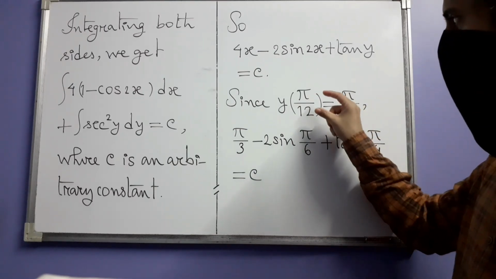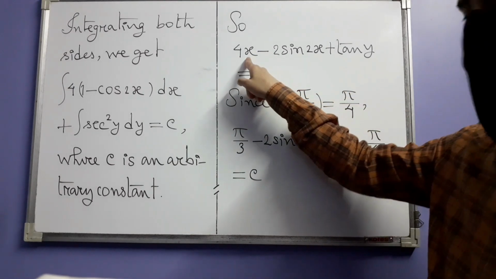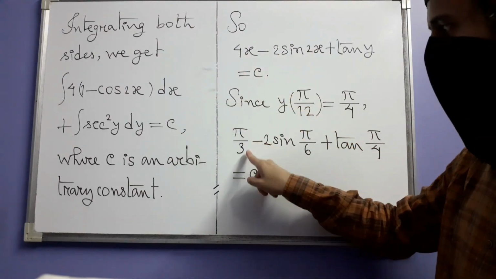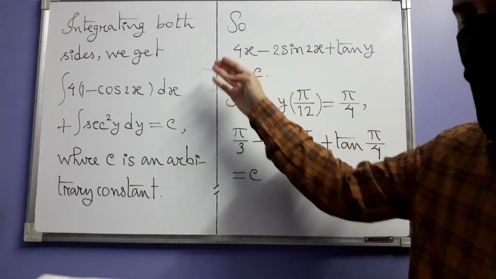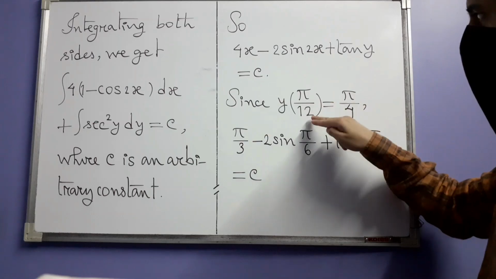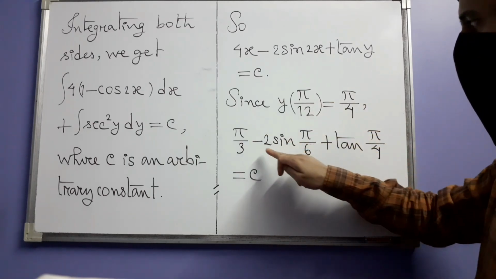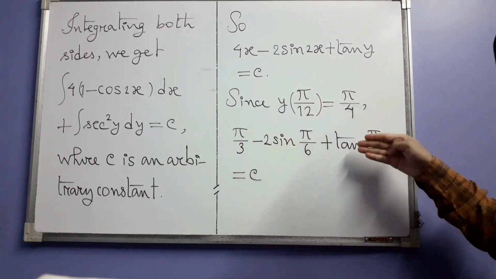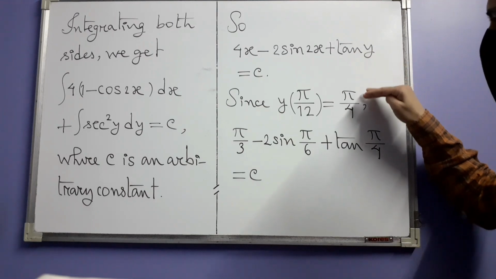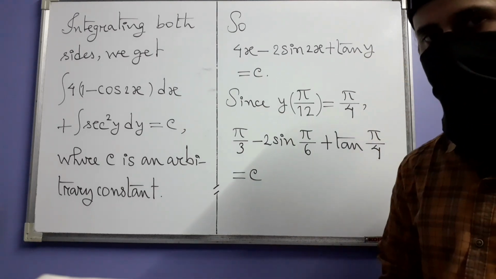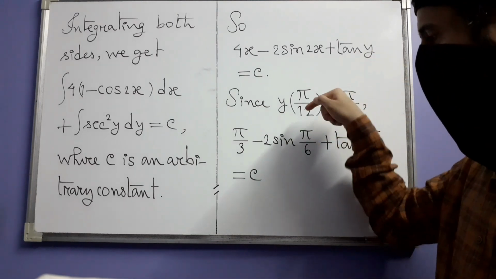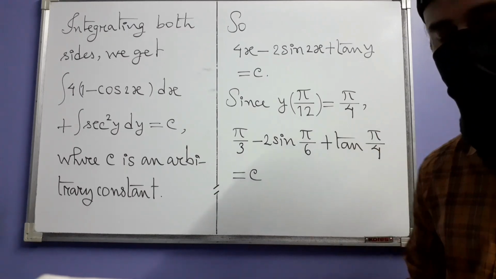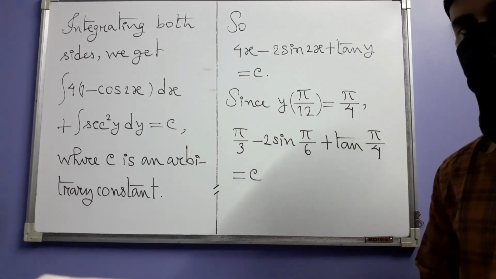Now if you substitute pi over 12 for x, here we will have pi divided by 3 because 4 is multiplied. And here 2 times pi over 12 is pi over 6. So minus 2 sin pi over 6 plus tan of pi over 4, because y is pi over 4. The value of y is pi over 4 when x has the value pi divided by 12. That is equal to c.